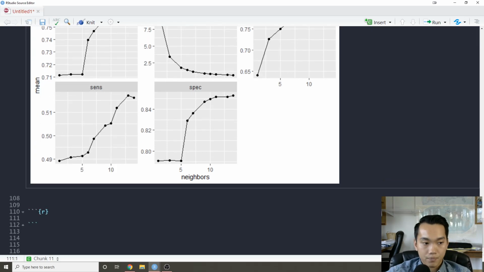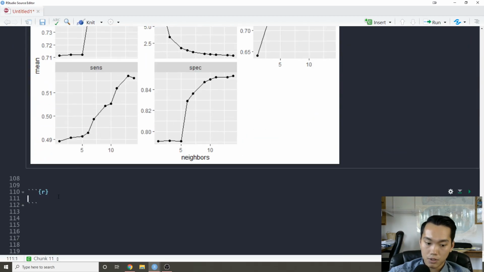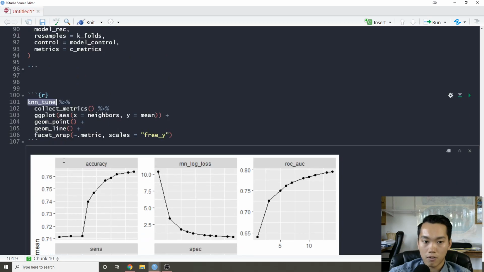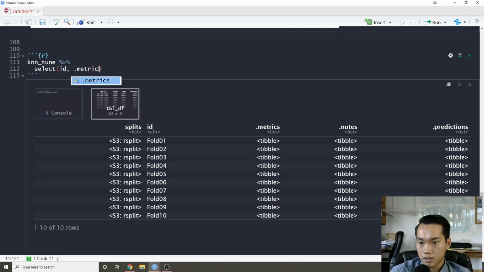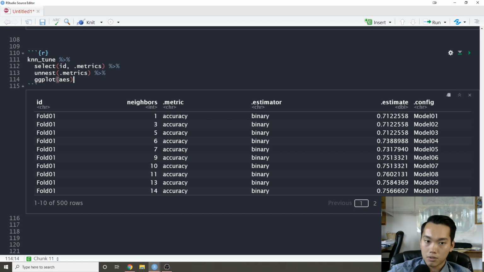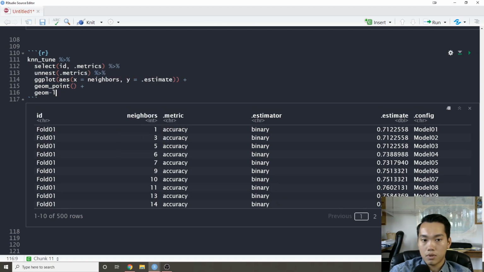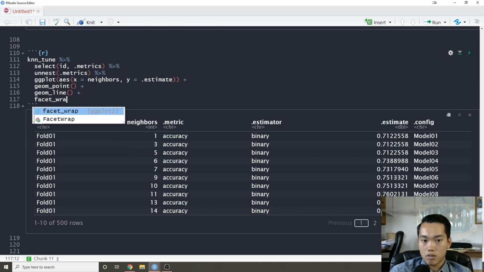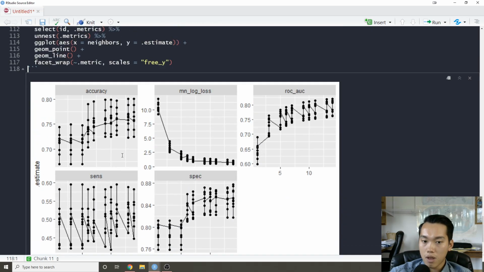What we can also look at is our in-sample metrics. So every sample has a metric, and this is basically the average. We can just look at the actual frequency of it. So what we can do is select id and .metrics, unnest .metrics. And now what we can start doing is plotting that out. So ggplot, x equals neighbors, y equals .estimate, geom_point plus geom_line plus facet_wrap .metric, scales equal to free_y. Right, so now we have a little bit more variance in it.